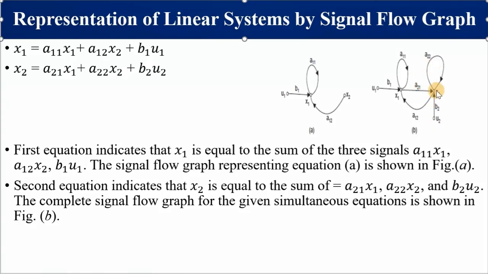And we say this variable is represented by all outgoing nodes. So you ignore this because it is equal to the sum of all the incoming nodes, exactly. So it is the sum of a11x1, b2u2, and a22x2 as shown.